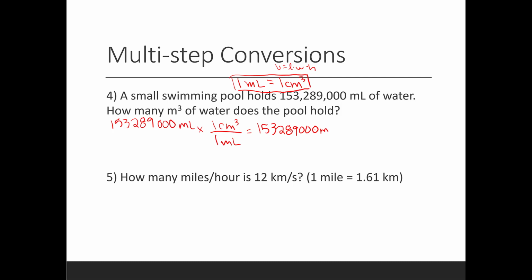So now we are in centimeters cubed. Oops, that did not come out right. Centimeters cubed. But now what? Now we need to go from centimeters to meters, which is our metric conversions. So you might be thinking, oh, that's really easy. We just need to move the decimal twice.